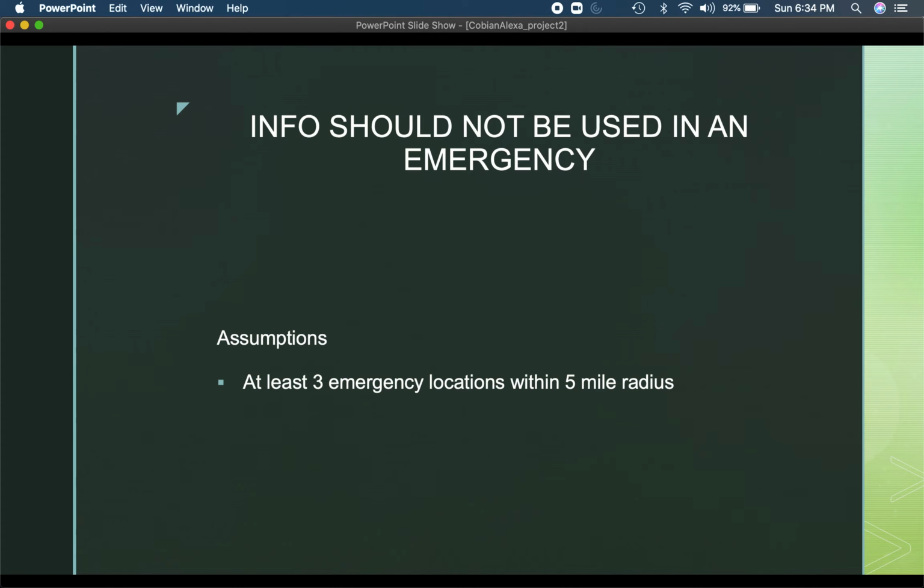The first thing that I did was talk about my assumptions. So the town that I chose, let's just call it Town X, has the second most tornadoes in the state of Tennessee. So I was wondering if we had at least 3 emergency locations within a 5-mile radius. But the town itself is about 17 square miles. I just wanted to do a smaller integer.